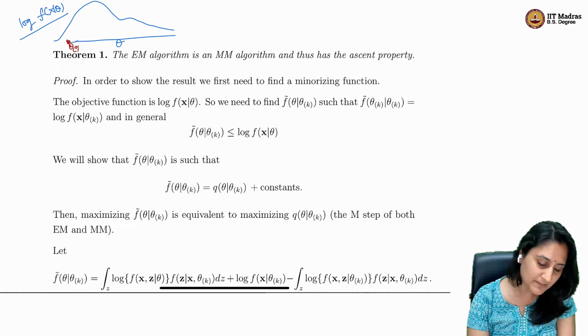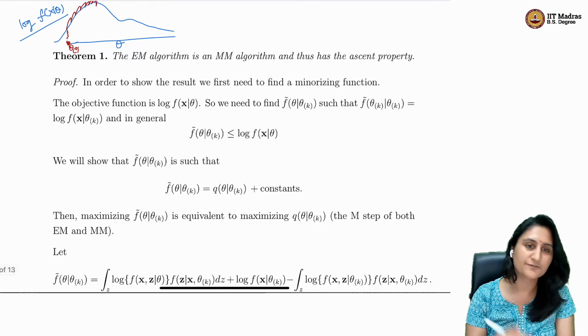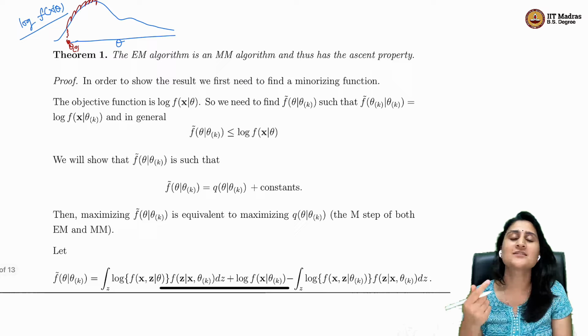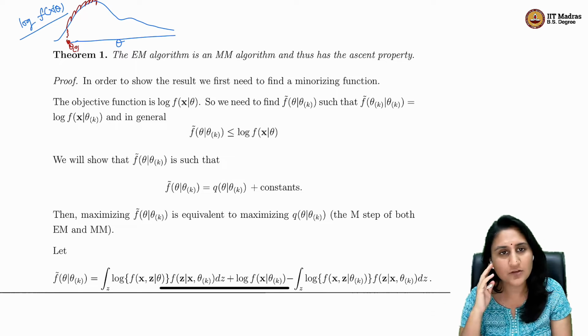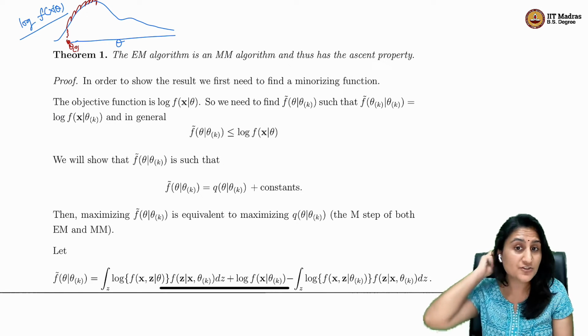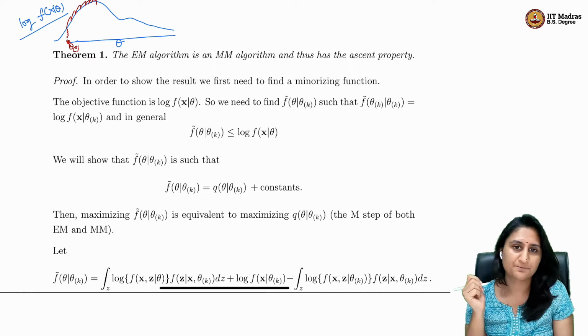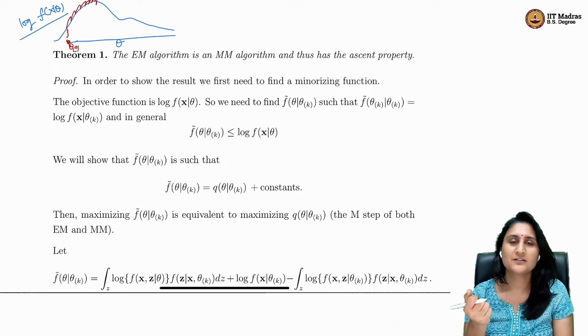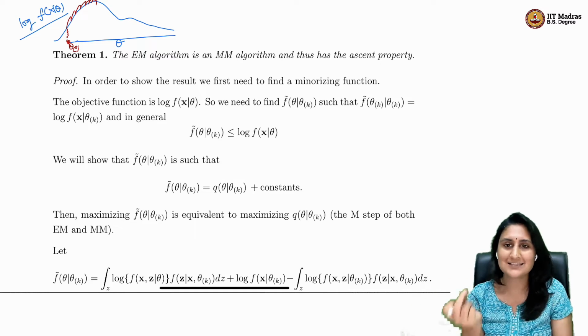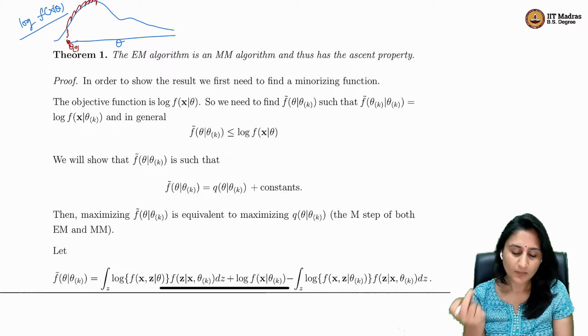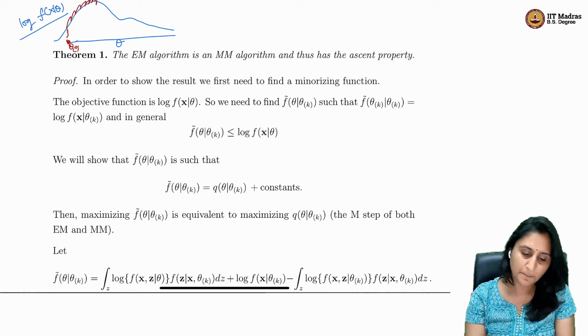Then the ascent property says that in every iteration, I will most certainly climb the objective function, as in the next iteration will always take a value larger than or equal to where it is right now. This is what we showed for the MM algorithm, that the MM algorithm indeed has this ascent property, right? And so the EM algorithm turns out to also have this ascent property. And this is the theorem.